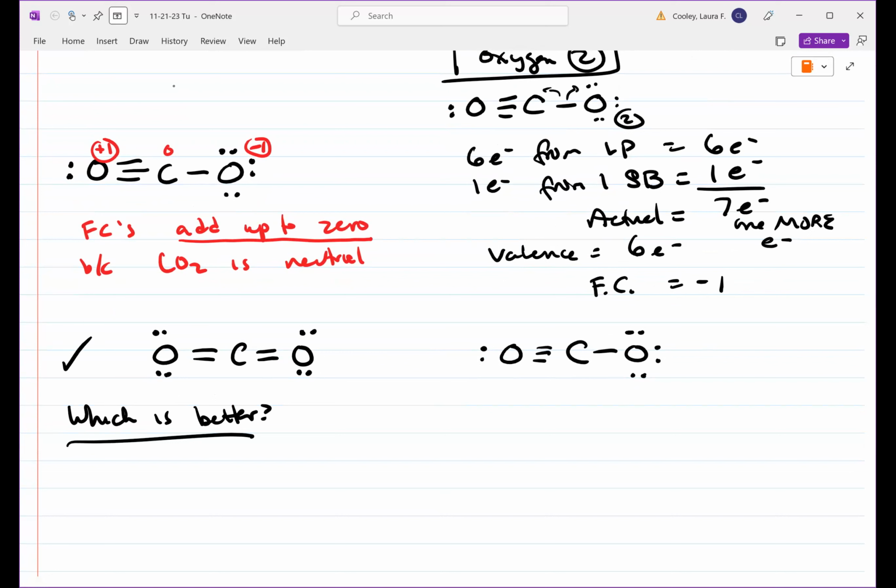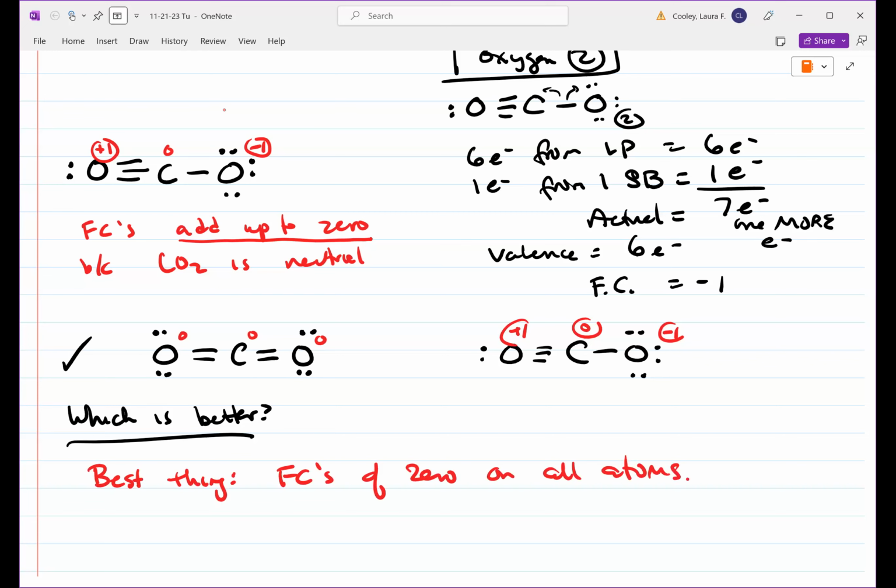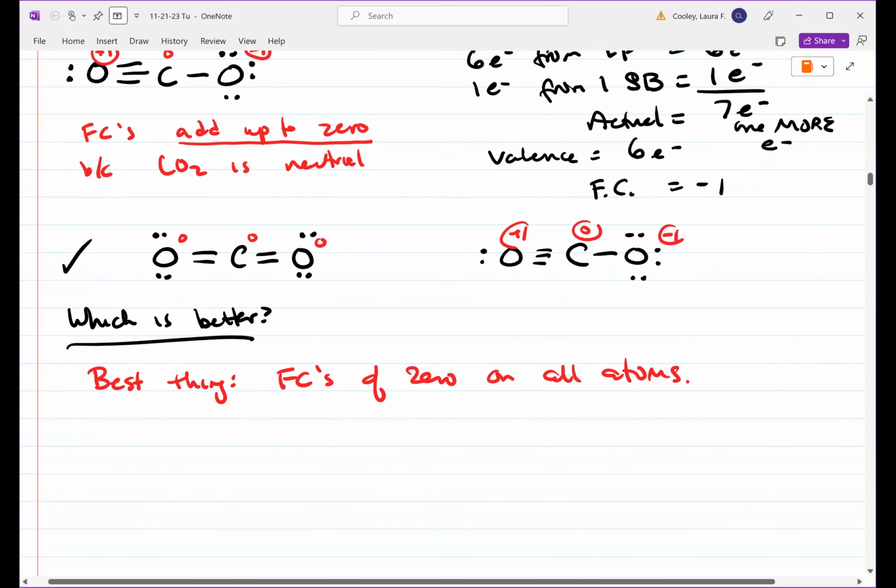And this one is better, right? This is the one that has those formal charges of 0 on each of these atoms. Here we had +1 and -1 and 0 in the middle. Okay. So the one on the left really is much better. It's more stable. All the formal charges are 0. So the best thing is to have formal charges of 0 on all the atoms. That's considered the most stable.